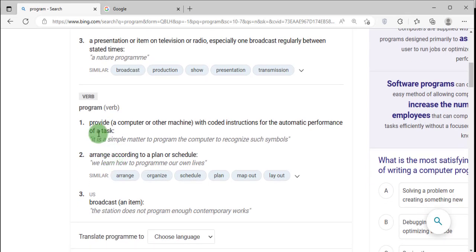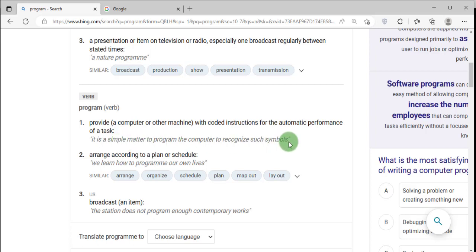Okay, so we need to complete a task, and here in this definition it is through a machine or a computer. As an example, it is a simple matter to program the computer to recognize such a symbol, like what the letter S means to the computer. As a human we know that it is a letter of sound which starts with S as well. So for a computer we are actually programming them. We are writing code for the computer to recognize a symbol.